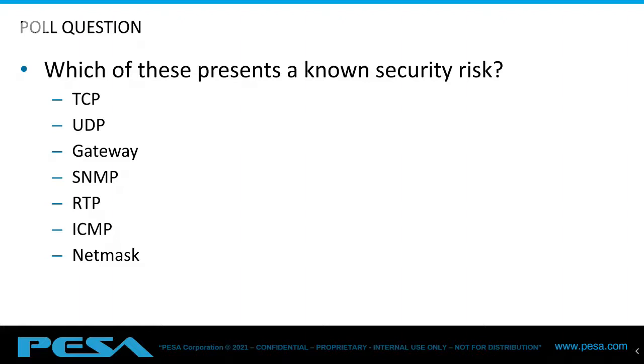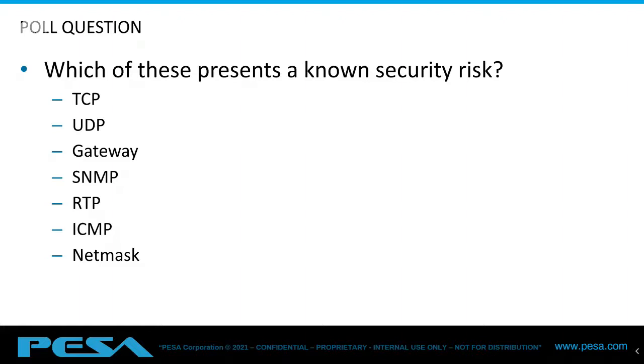In the meantime, let's look at the poll results. It appears that gateway is slightly ahead of SNMP as the topmost security risk for people. I guess TCP is next, followed by UDP, RTP, ICMP, and then NETMASK. Okay. Yep. What are your thoughts on that? Are you surprised by any of those findings?